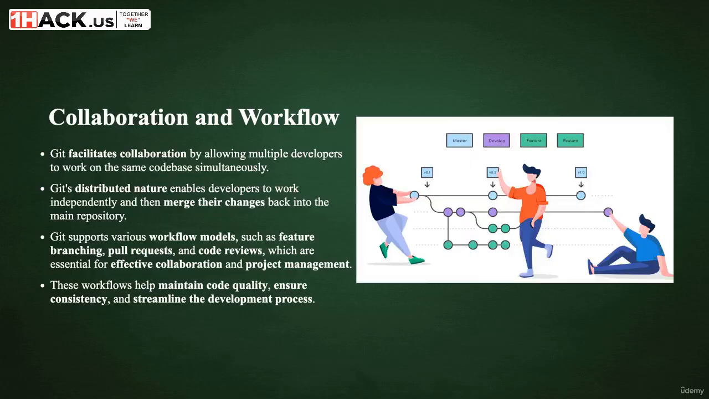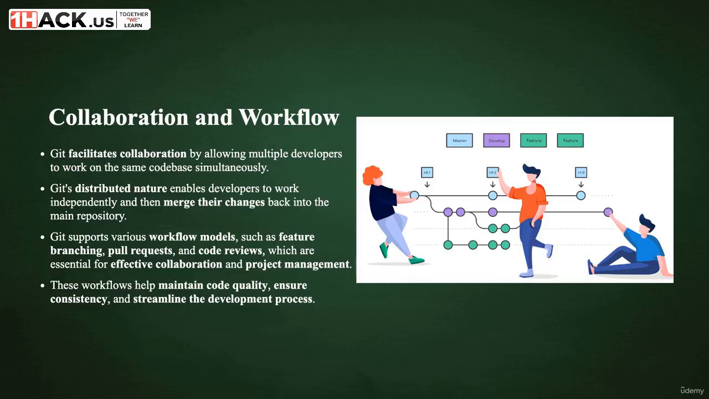Git's capabilities extend beyond just version control, as it also facilitates effective collaboration and supports various workflow models that are essential for software development teams. The distributed nature of Git enables developers to work independently on their own branches, committing changes, and then merging them back into the main repository. This allows for a more flexible and efficient collaboration process, where team members can work on different aspects of the project simultaneously without interfering with each other's work.